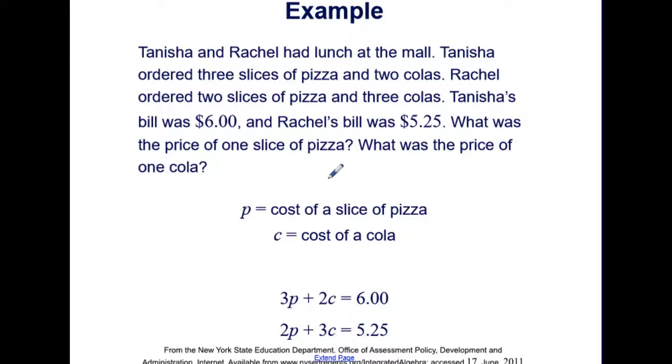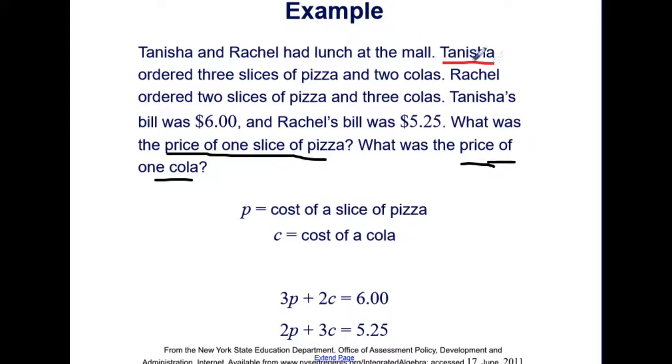So here, when looking at the question, we're talking about a price of a slice of pizza and the price of a cola. So that's going to be our 2 variables. We have P equals the cost of a slice of pizza and C is the cost of a cola. Now the 2 equations are coming from Tanisha and Rachel's separate bills.